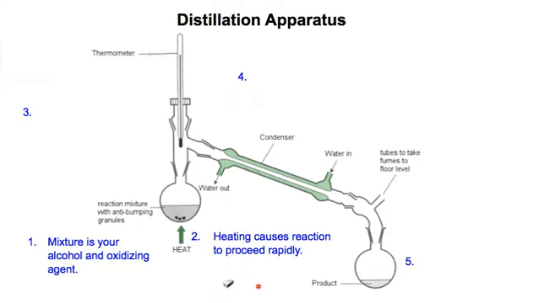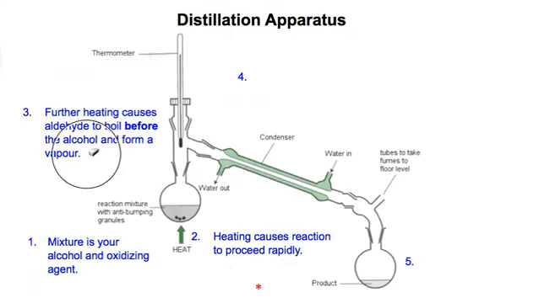We heat it. The heating causes the reaction to proceed fairly rapidly, for one thing, but continued heating also allows the aldehyde that gets formed to boil. And by boiling, we mean going from the liquid to the vapor state. And this it does before the alcohol, because the intermolecular forces in an aldehyde are just dipole-dipole forces, which are weaker than the hydrogen bonds in the alcohol. So the aldehyde boils first, vaporizes.